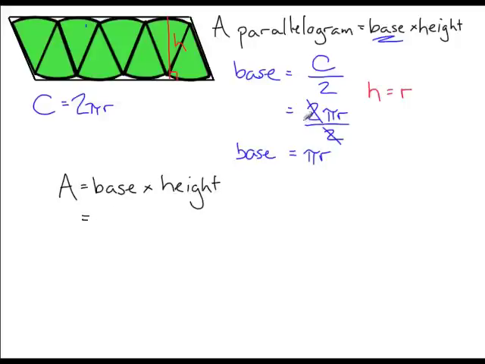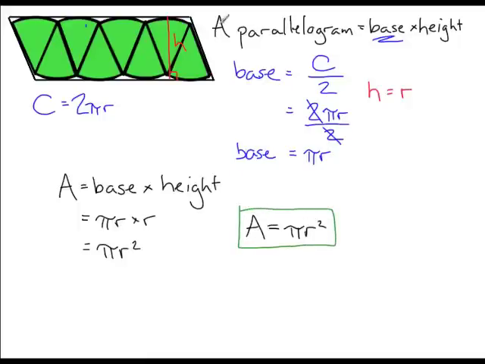And as we said here, the base is equal to pi r, or half the circumference, times the height, which we already said is equal to r. So if we simplify this a little bit, we can say that pi r, and we have 2 r's, so it's r squared. So the formula for the area of a circle is equal to pi times the radius squared. And let's take a green and we'll put a box around this because this is a formula that you will need to know.